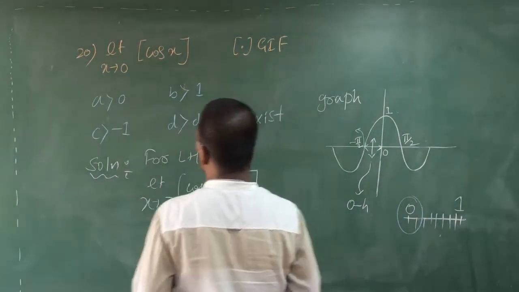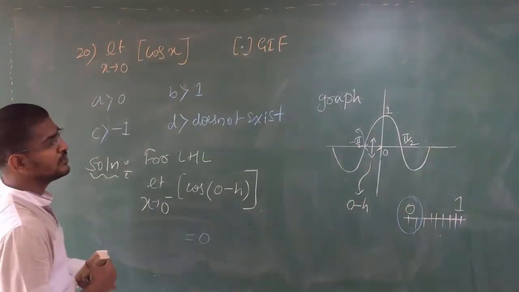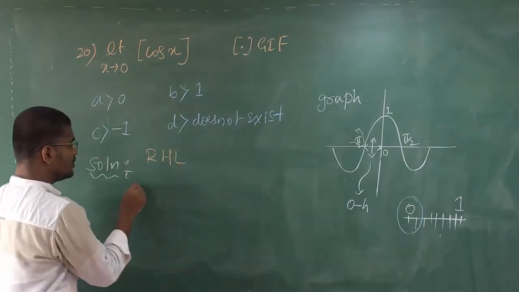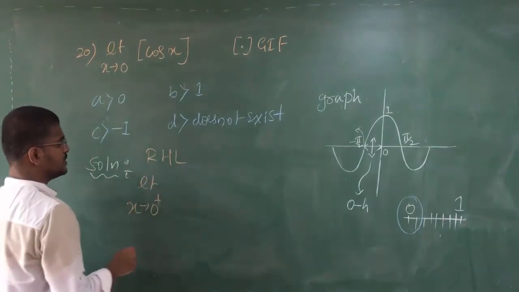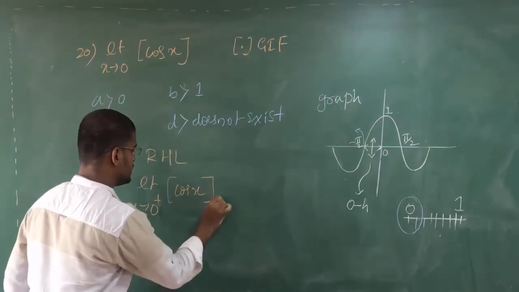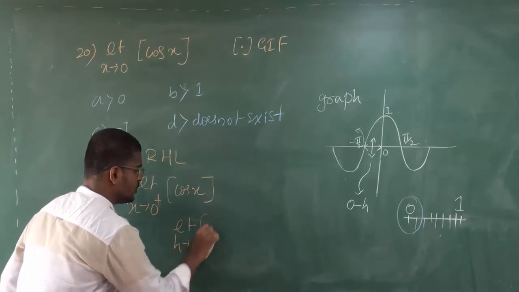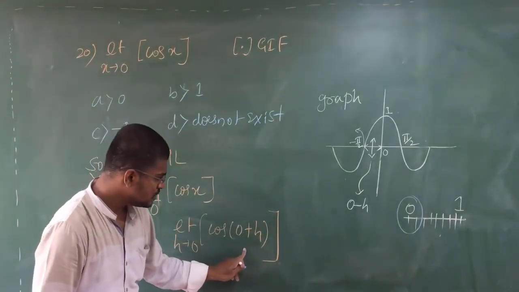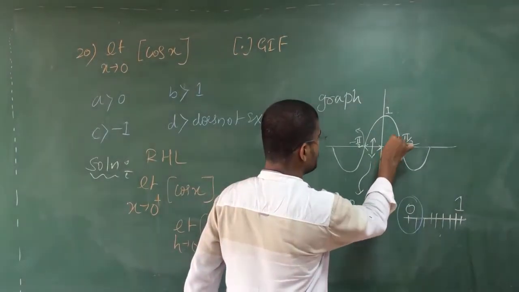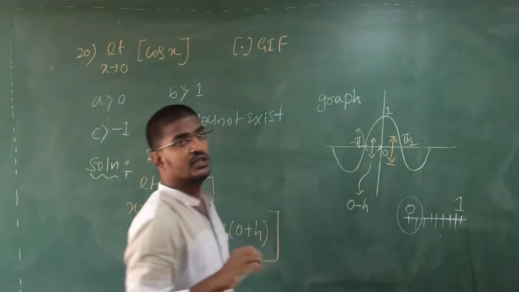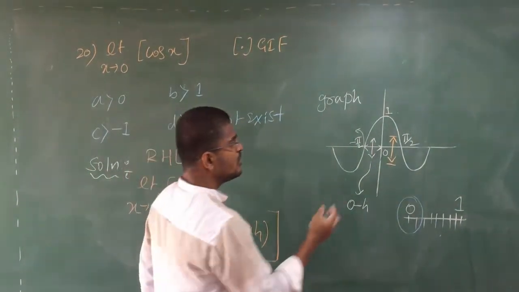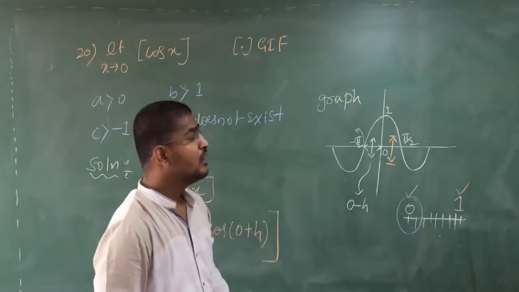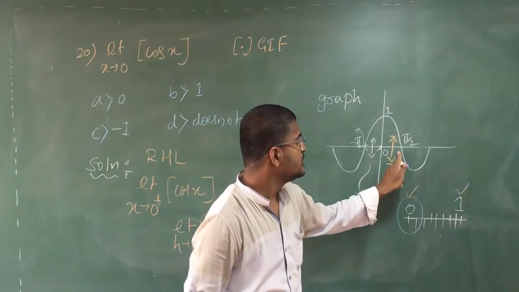Next, let us discuss RHL. Limit x tending to 0 plus of the greatest integer of cos x. Limit h tending to 0, cos of 0 plus h. So now it is going to the right hand side of 0. If I go for 0 plus h, then that is the right hand side of 0. Again from 0 to pi by 2, the cos will remain in between 0 and 1. For 0 plus h also it is in between 0 and 1.